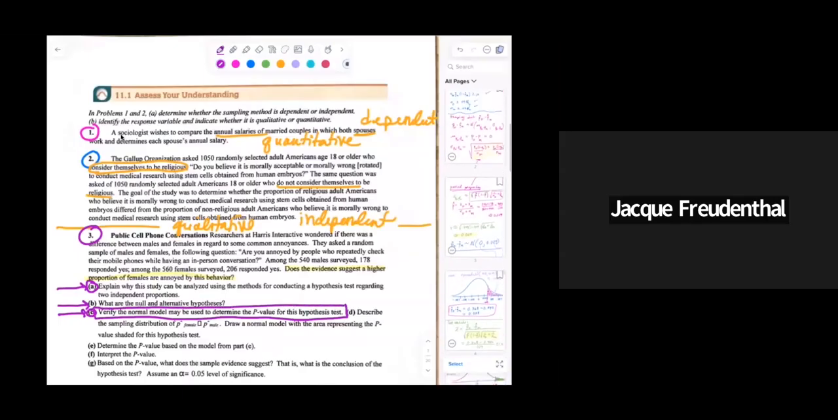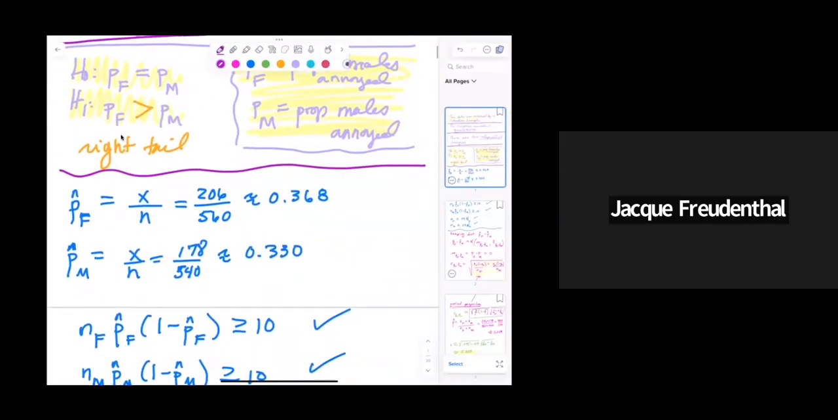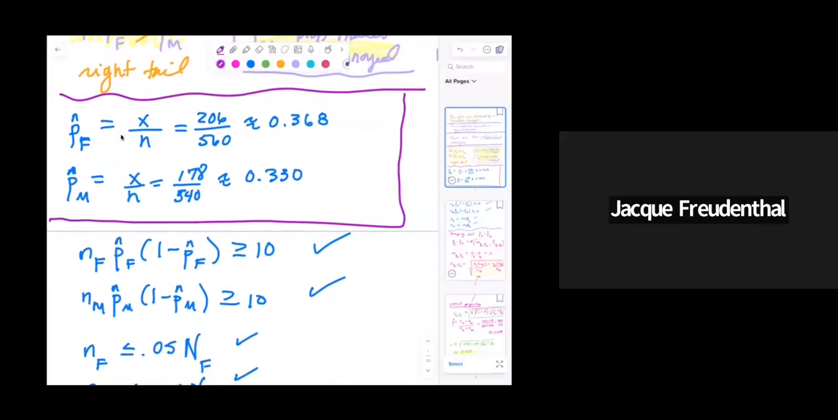Okay, in order to do that, we need to look at the statistics. So from what's given, we calculate our point estimates for both the females and the males. And then we need to check, in order to use the normal model, we need to make sure that the sample size times the sample proportion is more than or equal to 10. So I'm just listing them here. I'm not doing the calculations just to save time because I'm trying to give you the concept of this.